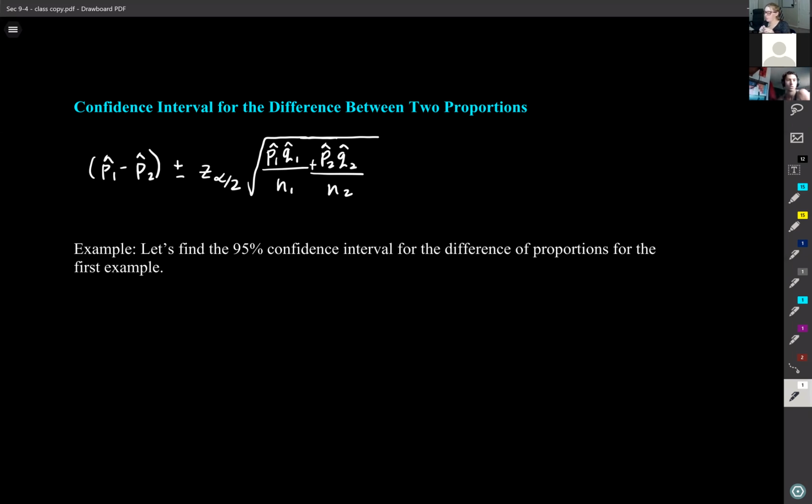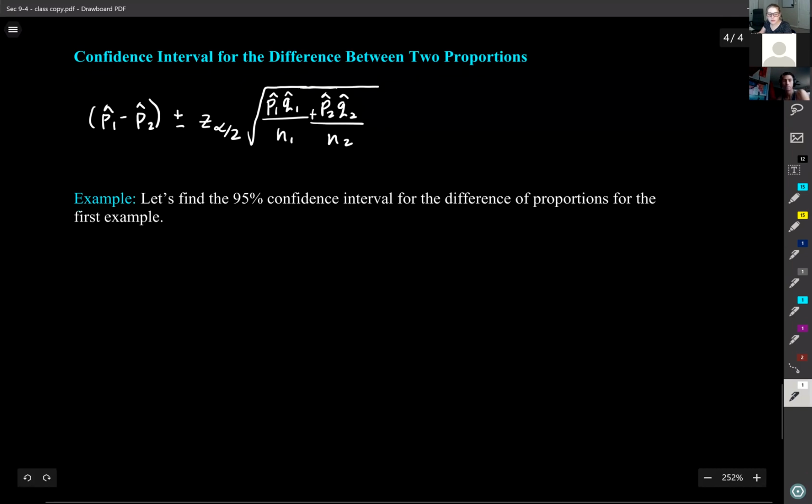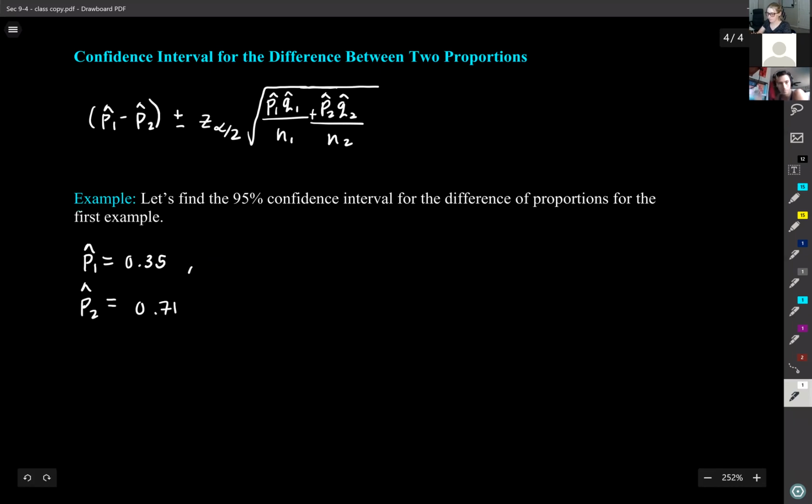Okay, and then we're going to do an example and find the 95% confidence interval for the example that we just did together. Let me write down what we had from that example. So we found that P1 hat was equal to 0.35. We also found that Q1 hat was equal to, oh wait, no, we didn't have Q1 hat. I'm sorry. Hold on. We had P2 hat equal to 0.71. Okay, so we do need to find Q1 hat and Q2 hat.